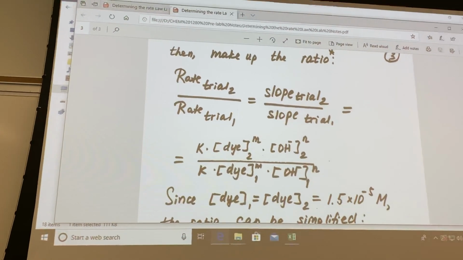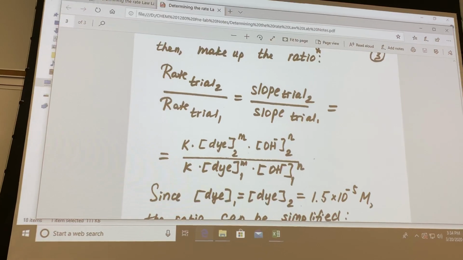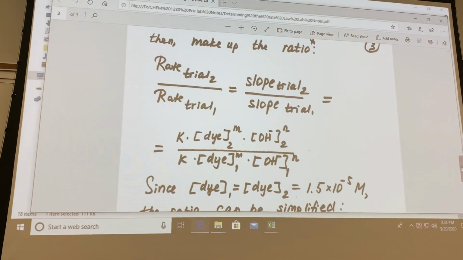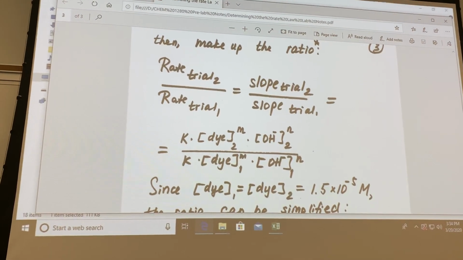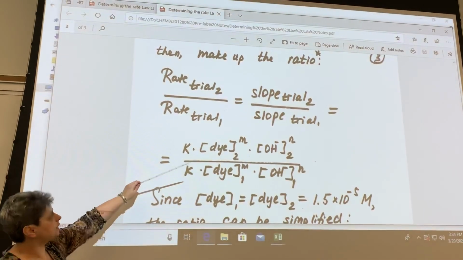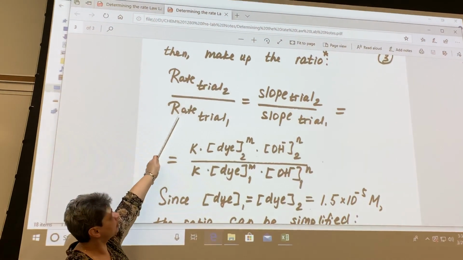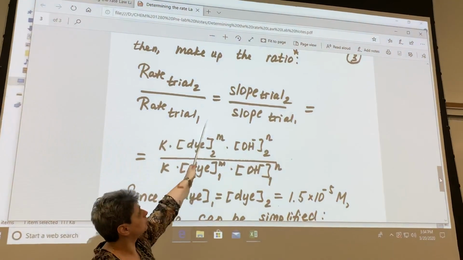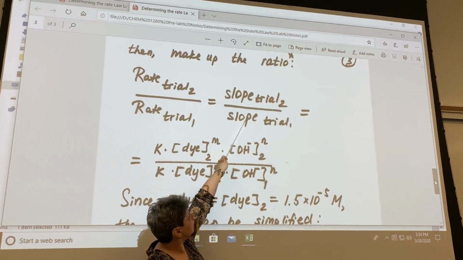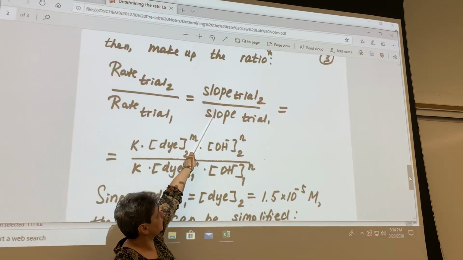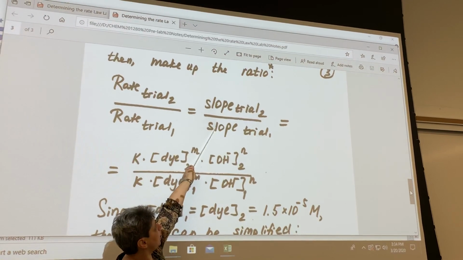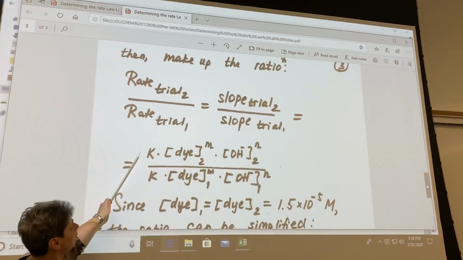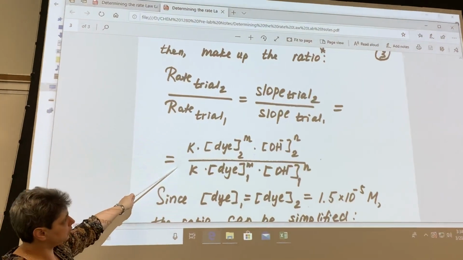And then, as we talked about before, method of initial concentrations is all about making a ratio, where we're going to be dividing rate in trial 2 by rate in trial 1. And so we're going to use slopes of the respective best fit lines as a way of finding the rates. And here I wrote out the rate law for the reaction.